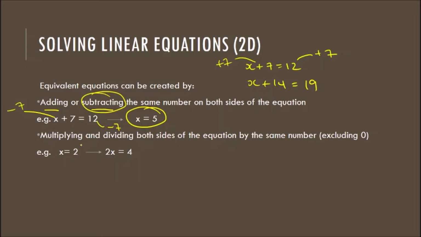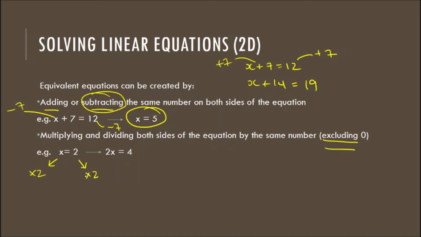So another way you can do it is you can multiply and divide both sides of the equation by the same number, excluding 0. So what do I mean by that? If I had x equals 2, and I wanted to find an equivalent equation, I could multiply both sides by 2. It could be any number.